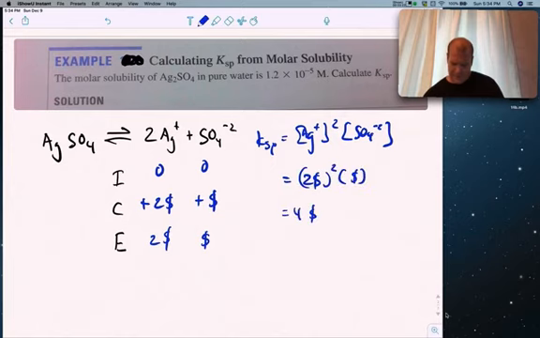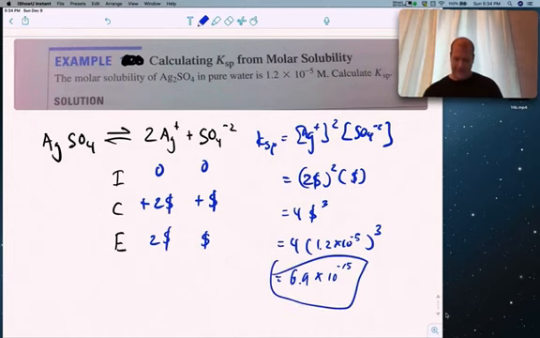It's 4 times the molar solubility cubed, which equals 4 times (1.2 times 10 to the minus 5) cubed. Throw it in our calculator: 4 times 1.2e minus 5 to the third power. And with sig figs, that's 6.9 times 10 to the minus 15. So that is our Ksp. You can see silver sulfate is even less soluble than lead chloride, so not very soluble at all.